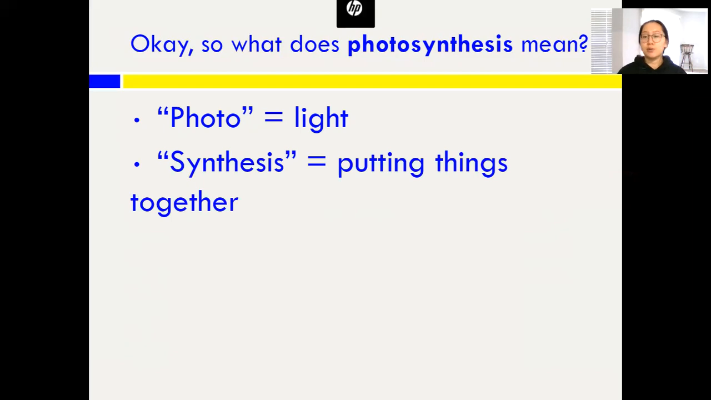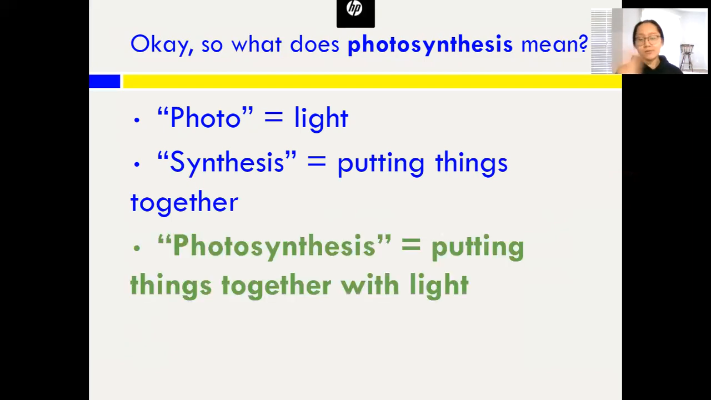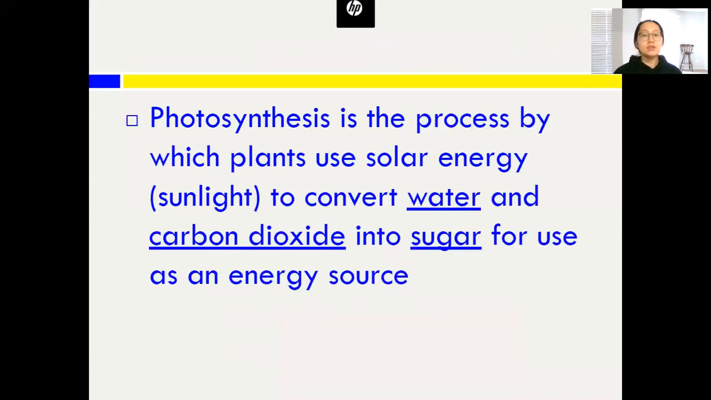Synthesis is the process of putting things together. Therefore, when we put that all together, photosynthesis means you're putting things together with light. In this case, plants are putting sugars together with light. So photosynthesis is the process by which plants use solar energy, or sunlight, to convert water and carbon dioxide into sugar for use as an energy source. You can't really store sunlight energy, right? You can't put light into a box and open it to use later. That would be crazy if you could, but you can't. But if you turn that energy and store it inside of a sugar molecule, you can go and eat that sugar later.